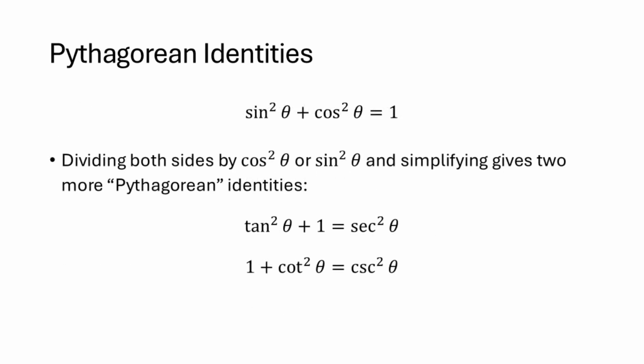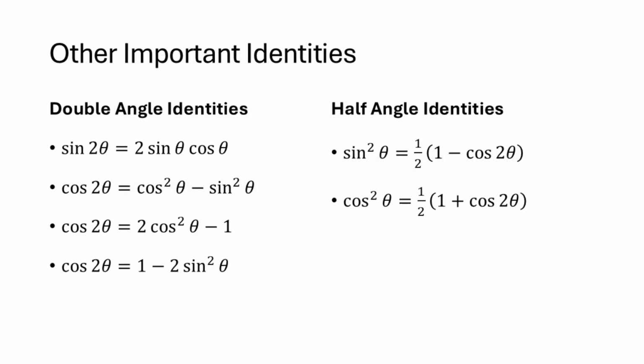We can also take this Pythagorean identity and divide both sides either by cosine squared of theta or sine squared of theta and simplifying to get two more Pythagorean identities. Tan squared of theta plus 1 equals secant squared of theta, and 1 plus cotan squared of theta equals cosecant squared of theta. We have some other miscellaneous identities here. We've got some double angle identities and half angle identities, and these are occasionally useful, as you'll see in your calculus course.